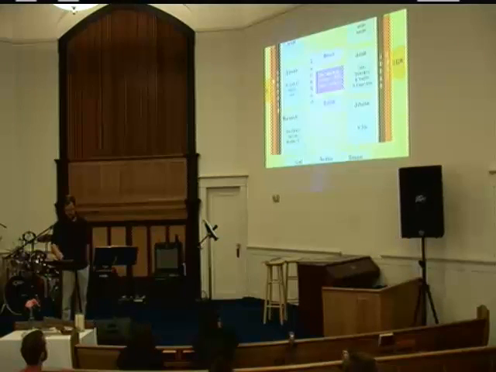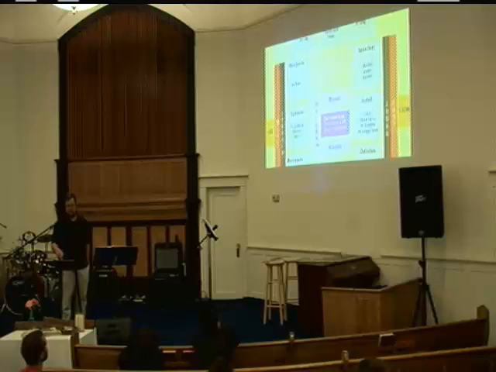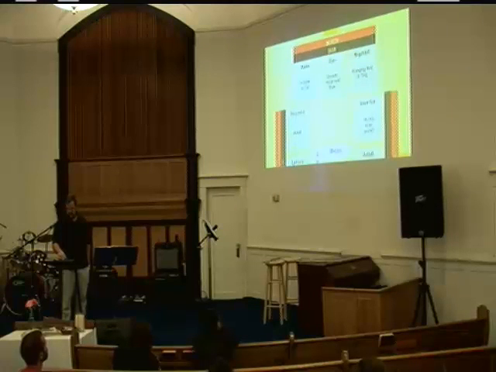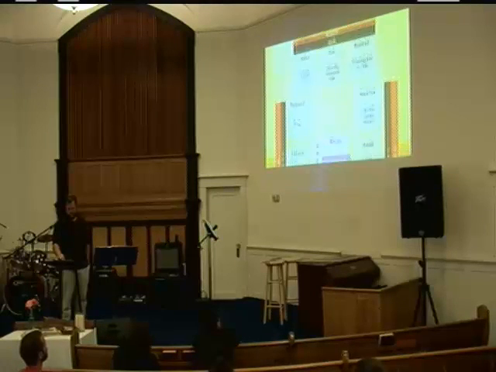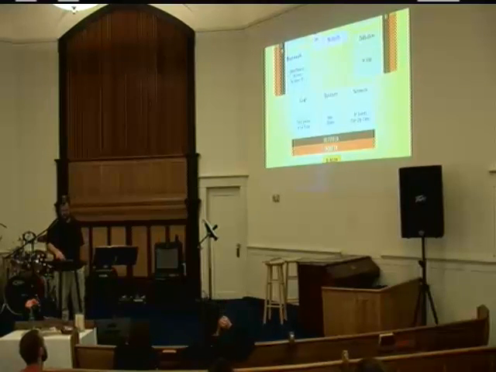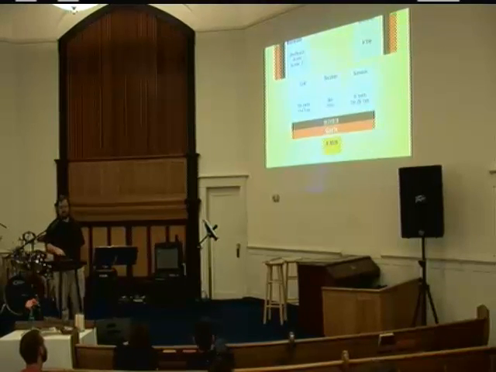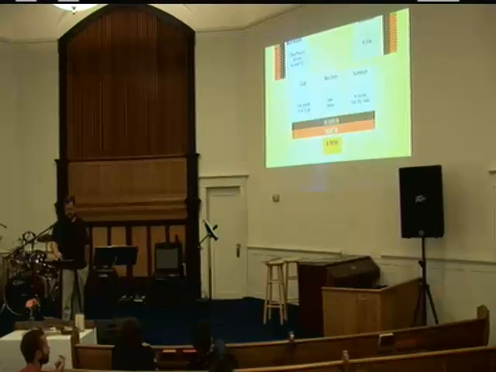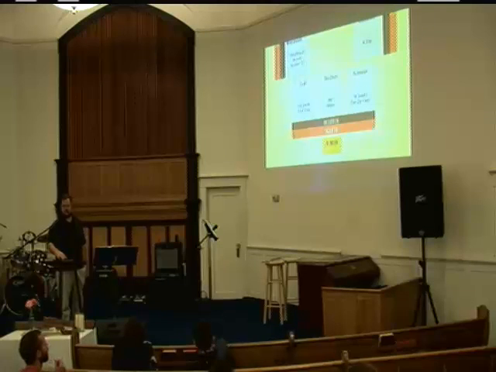Zebulun is a ship. Issachar is an ass under burden, so he's got a laden down donkey. A leaping stag, a goblet or a cup. Benjamin's a wolf. Manasseh is an olive branch with arrows. Gad is a leader with a troop following. And then Simeon is a sword at the city gate. So they each have emblems.